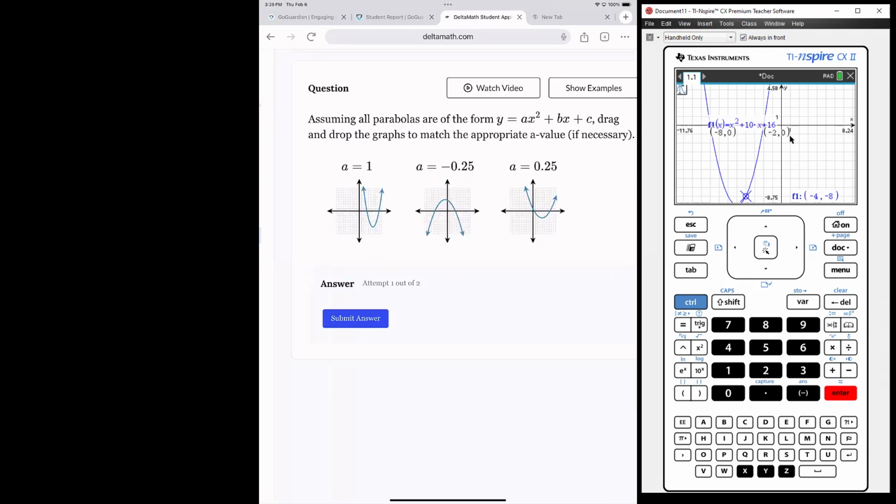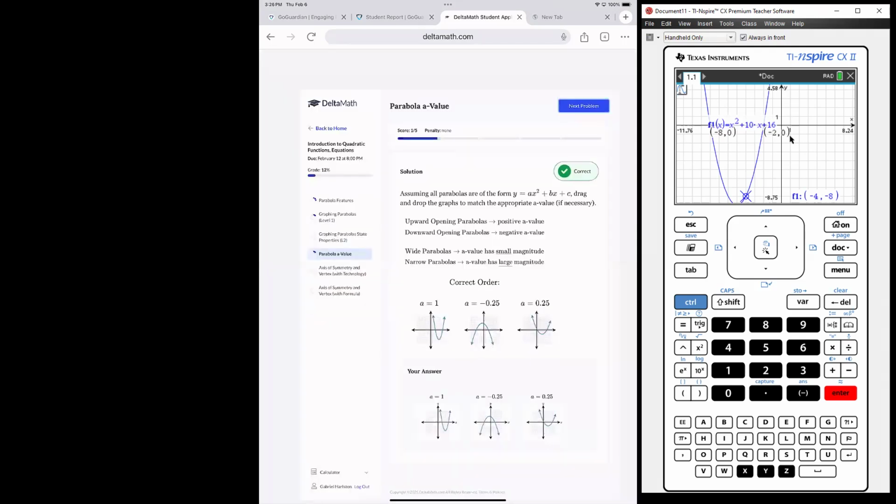So this one is the first one. The negative one is a frown. The other two are smiles. And then we're just going to submit it. And it says, nice job. Let me try one more of these.